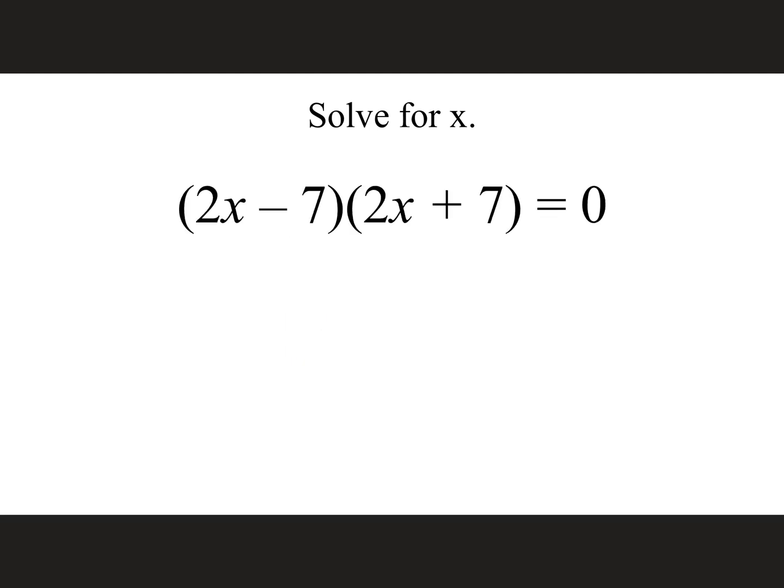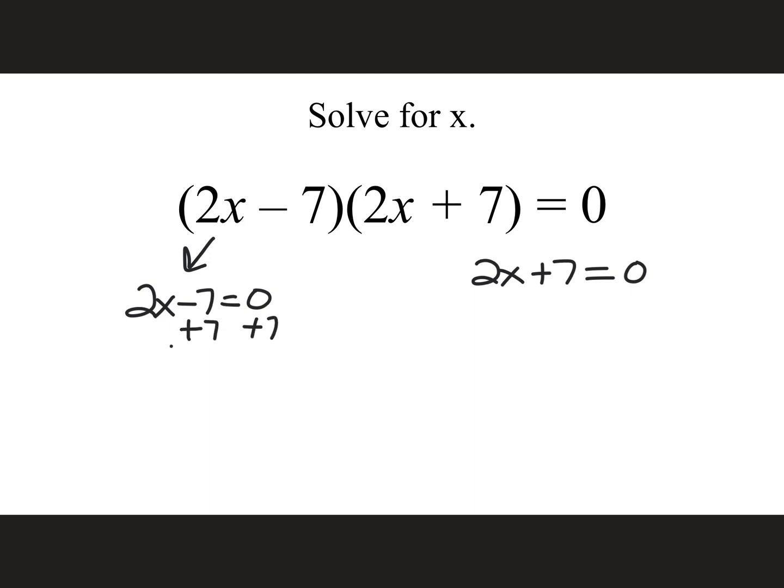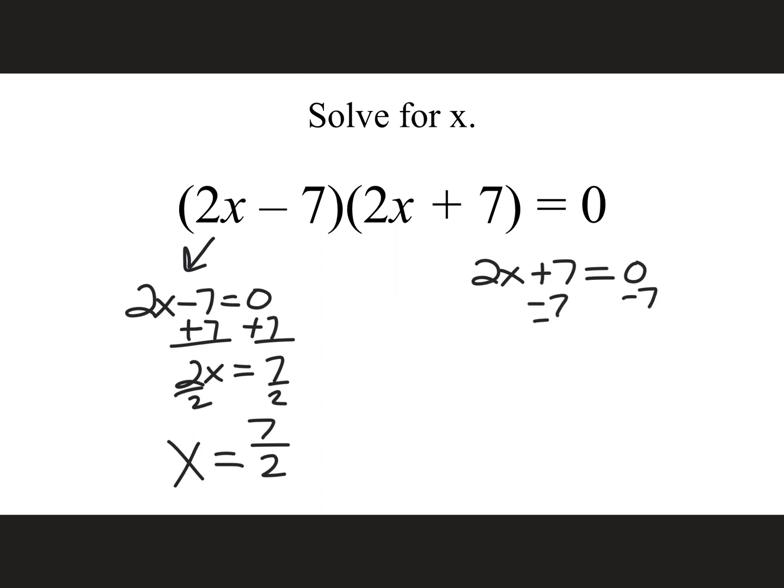This can get a little tricky until you see a trick. So I'm going to start with this. It's going to be 2x minus 7 equals 0, or 2x plus 7 equals 0. And I'm going to solve this 2-step equation here. 2x equals 7, divided by 2, divided by 2. So x equals 7 over 2. And over here is basically the same thing, except it looks like my 7 is going to be negative. Divided by 2. And then I get x equals -7/2.